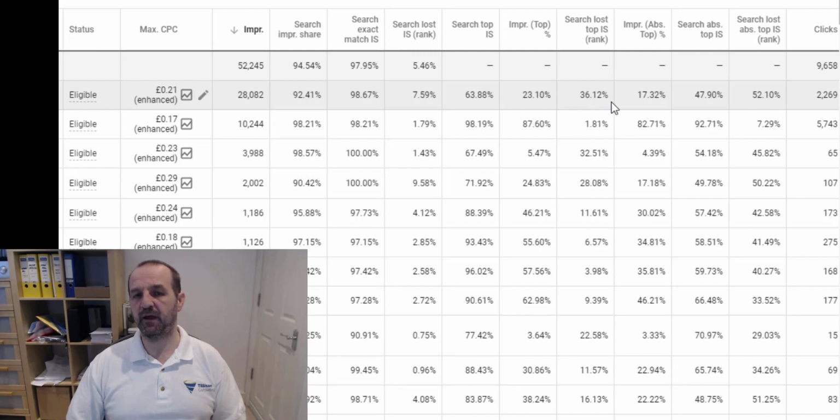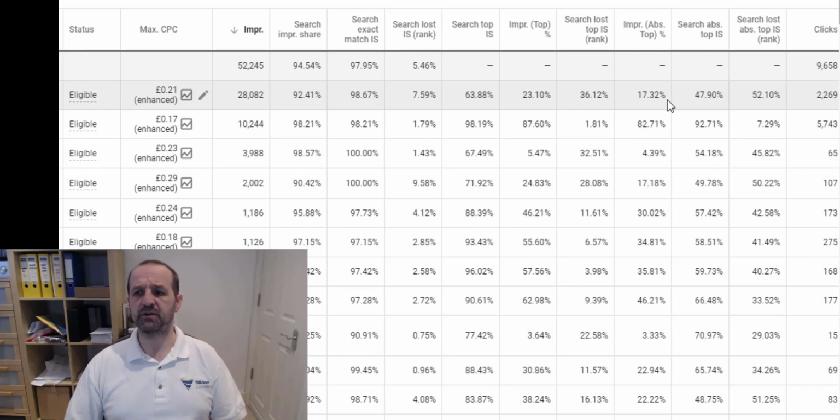Or it could be that this particular keyword is a phrase match, so there might be more specific search terms that keyword is trying to match, and we're not showing for those because the ad isn't relevant. You know, our keyword is too broad, and that might be why we're losing that. Could be a heap of other reasons, but just looking at the headline data, that would be my first investigation.